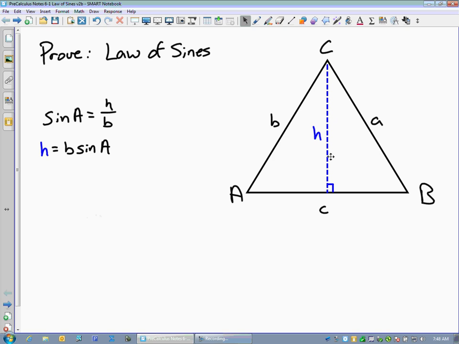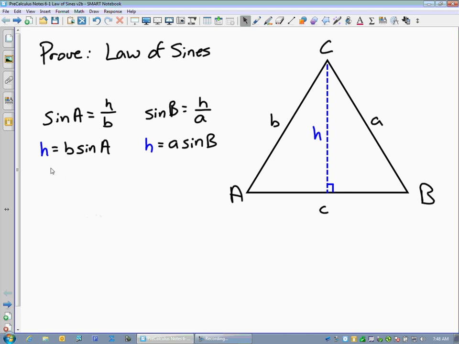Now we're also going to look at the triangle on the right here, the other right triangle that we formed. For this one, with respect to angle B, the sine of B is H over A, which is opposite over hypotenuse. Or in other words, the opposite side is going to be the hypotenuse, which is A, times the sine of the angle, which is angle B.